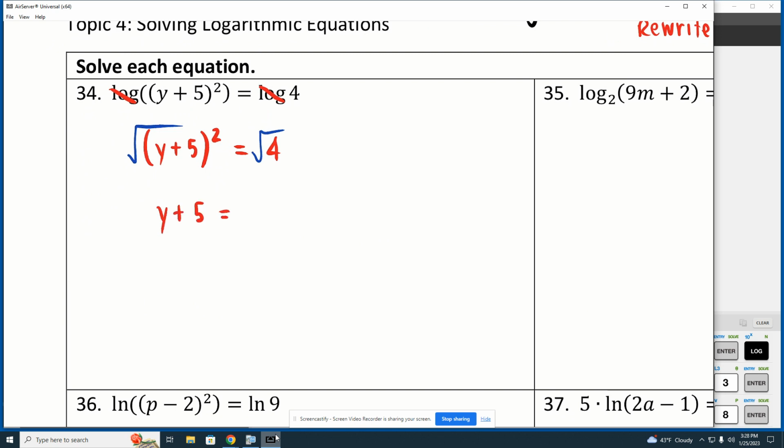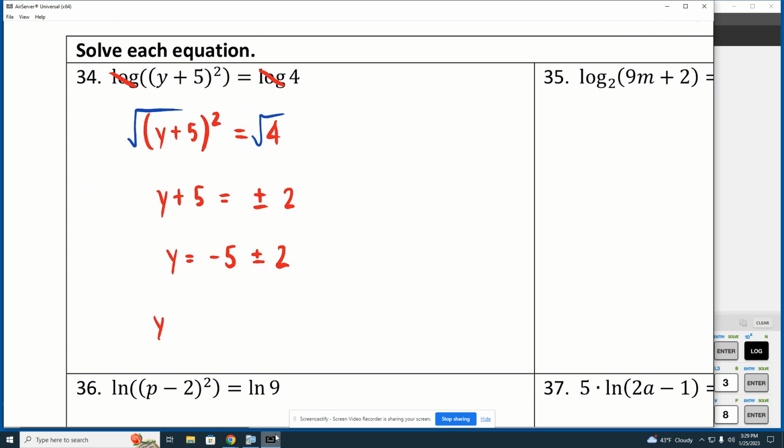Do you remember the rule when we took the square root of both sides? You had to add plus or minus to that right side, and the square root of 4 became a 2. To solve this thing, I'm going to subtract 5, so y will equal negative 5 plus or minus 2. So really, here's my two possibilities, my two answers. What's negative 5 plus 2? Well, that's negative 3. And we also do negative 5 minus 2, which is negative 7.